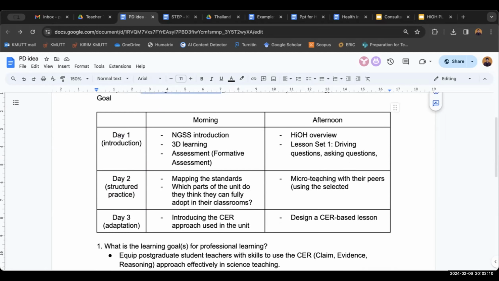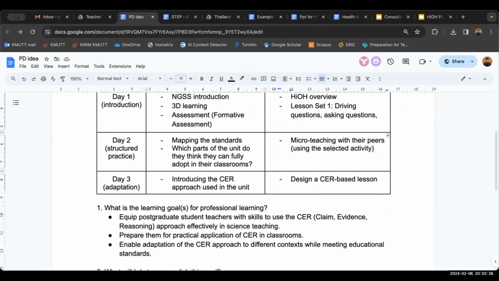Okay. And then micro teaching with peers using the selected activity. So basically, learning set 1 or 2. Otherwise, the later parts of the unit rely on what is collected from the earlier parts of the unit.